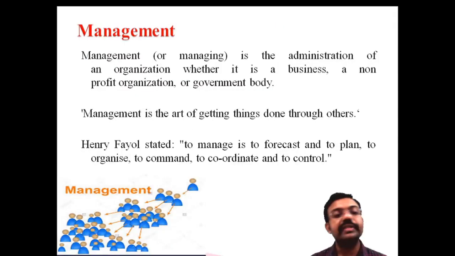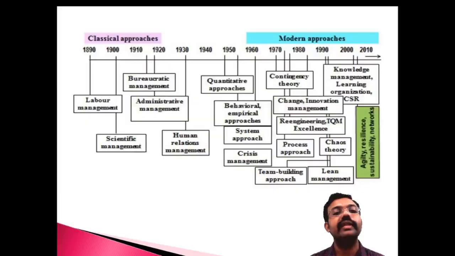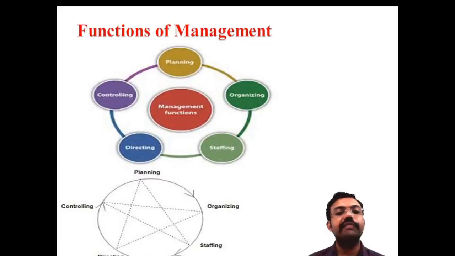Okay, and we started with what you mean by the term management. Management is the art of getting things done through others. Henry Fayol stated that to manage is to forecast, to plan, to organize, to command, to coordinate and to control. That is known as management. This is the history of management, the four important periods: pre-scientific, classical, neoclassical, and modern theory. This is the transition of management from the classical approach to the modern approach. These are the functions of management: planning, organizing, staffing, directing, controlling.